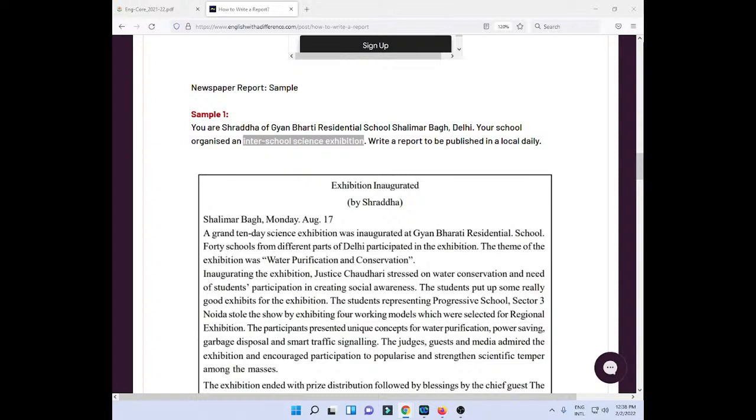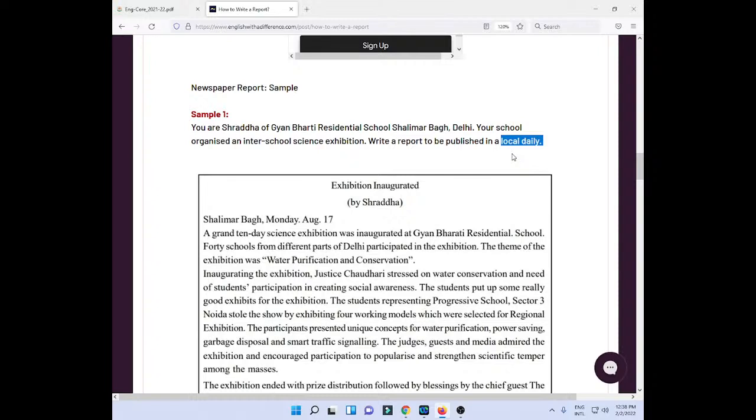Okay. So now let's go through this. Inter-school science exhibition, as it is an inter-school science exhibition, it's an example of an event, right? Now one more thing you have to remember: write a report to be published in a local daily. Some of the students have confusion on this. Local daily here refers to the daily newspaper that is published locally.